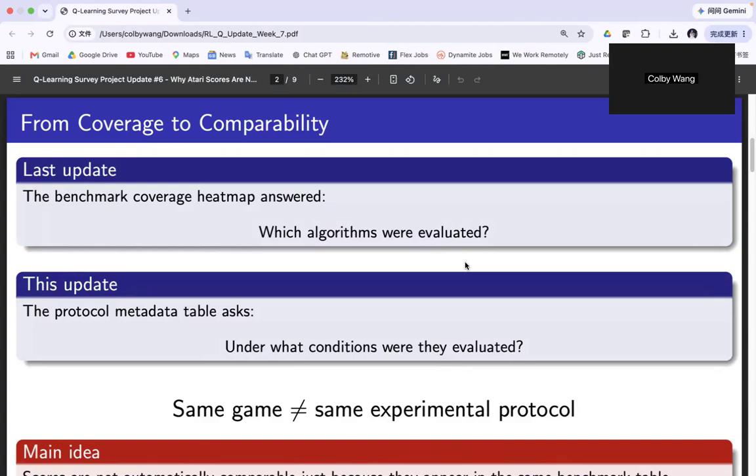Two algorithms might both report scores on the same Atari game, but if one uses 550 million frames and the other used 200 million frames, or if one used life loss termination while the other used game over termination, the comparison may not be fair. So the main point is, same game does not necessarily mean same experimental protocol.